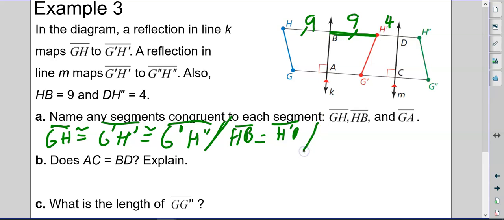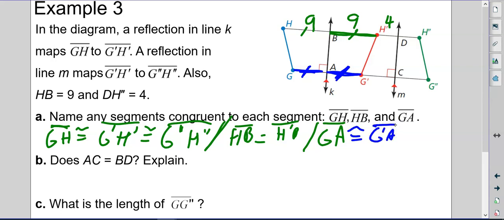And lastly, GA. Where's GA? GA is right here. I'll do a different color. That is going to be the same as this one. I'm sorry, I highlighted G prime A, but you get the gist. This one is going to be the same as this. I made the same mistake up there. But basically, it's going to be congruent to G prime A.